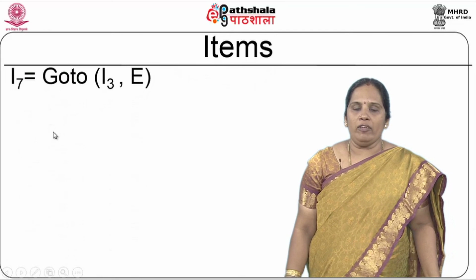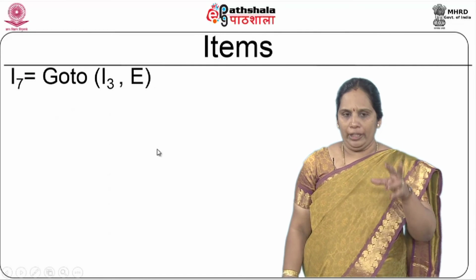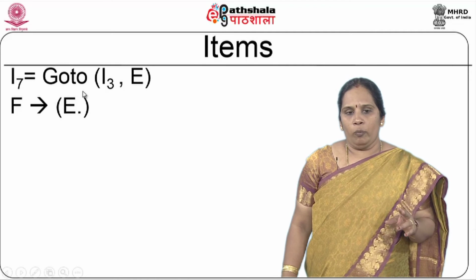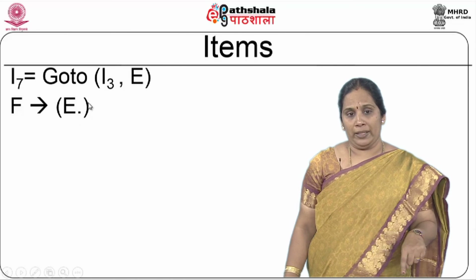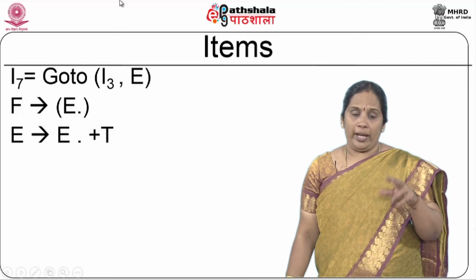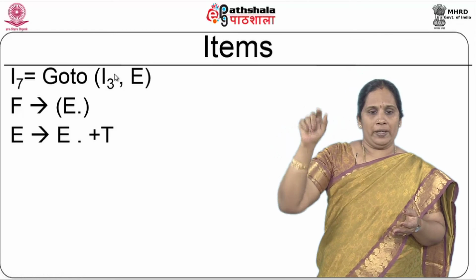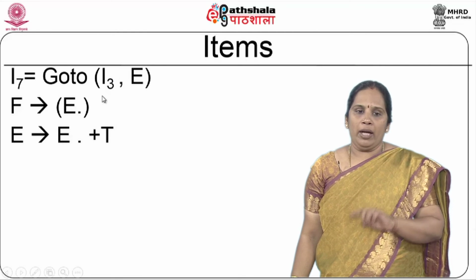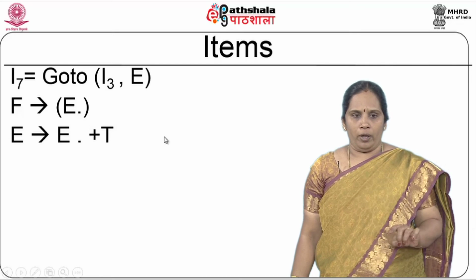Now, I7 will be Goto of I3 comma E. I have left I2, actually, I will come back to that. I3 comma E is nothing but shifting the dot one position after the E. I have a close parenthesis here, so it is over. And I have two productions in I3. I3 is a big set, remember. So, F produces open parenthesis dot E close parenthesis, I have a big set. These two will qualify for I3 comma E. So, I have shifted the dot by one position. This is a terminal, this is a terminal, so there is no problem.